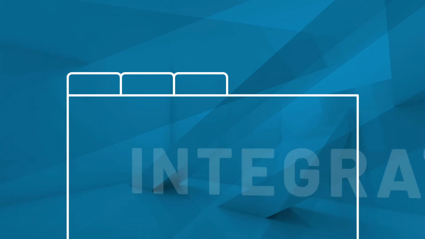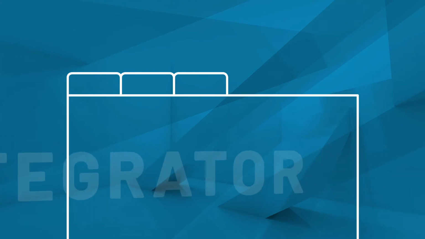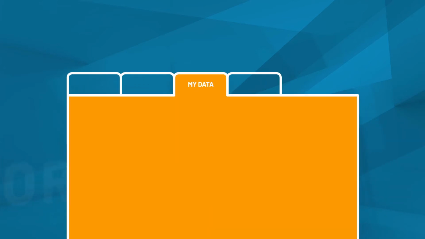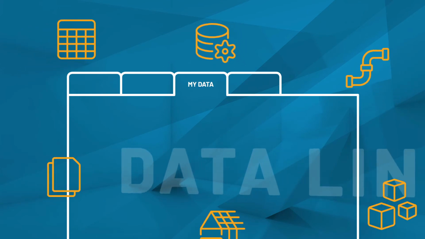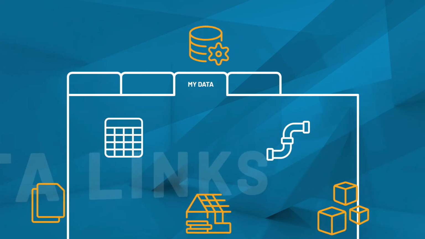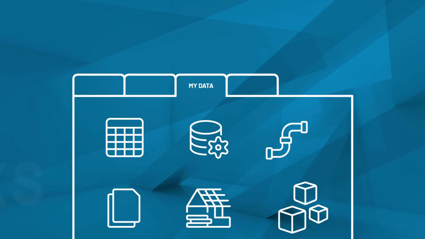Relevant information is usually hard to find. With Integrator, you can create your own data tabs that detail selected information for your project and enables you to link specific data with data links. This gives your project teams direct access to the most relevant information instantly.